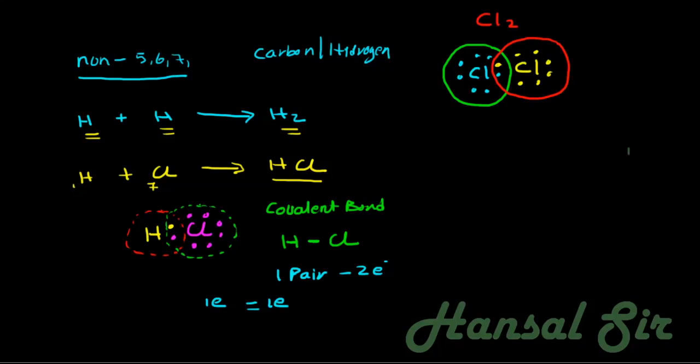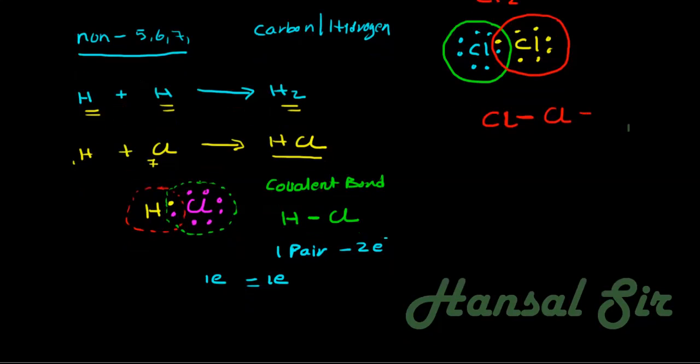Now again, they are sharing one pair of electrons, so we can draw it like this. This is one atom of chlorine sharing a single pair of electrons with another chlorine. Now, when they are sharing one pair of electrons like this, we call it a single covalent bond. Okay, so this is an example of a single covalent bond.